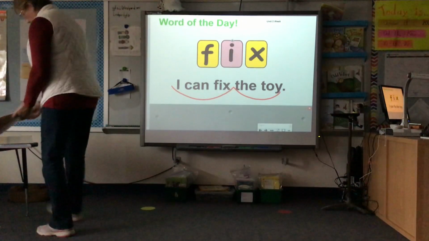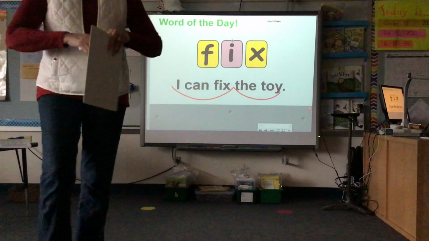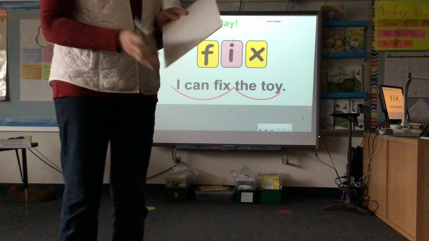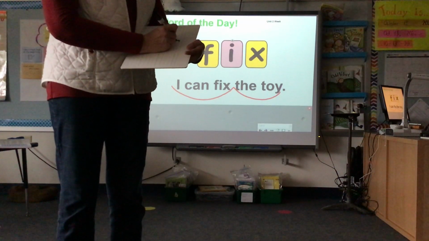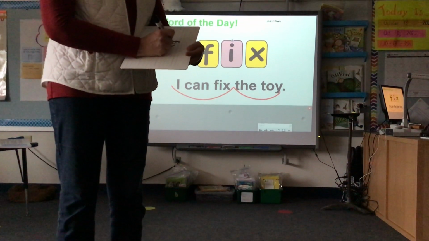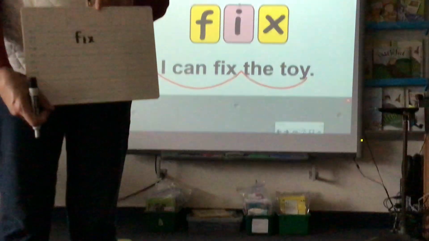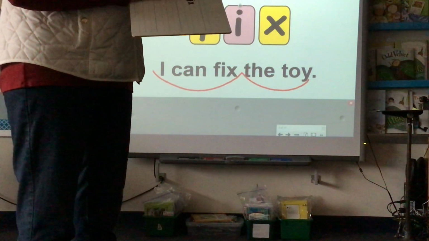Now, if you don't have your word of the day book, your octopus book, you're gonna write it on your whiteboard, and you can write it like this. So you're gonna put the word of the day on the first line. Best handwriting. So on that very first line, you're gonna write the word fix. Now you're gonna write the sentence under it.